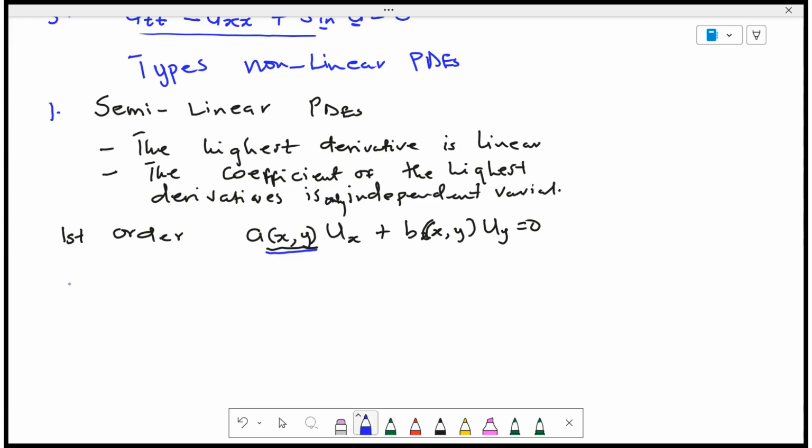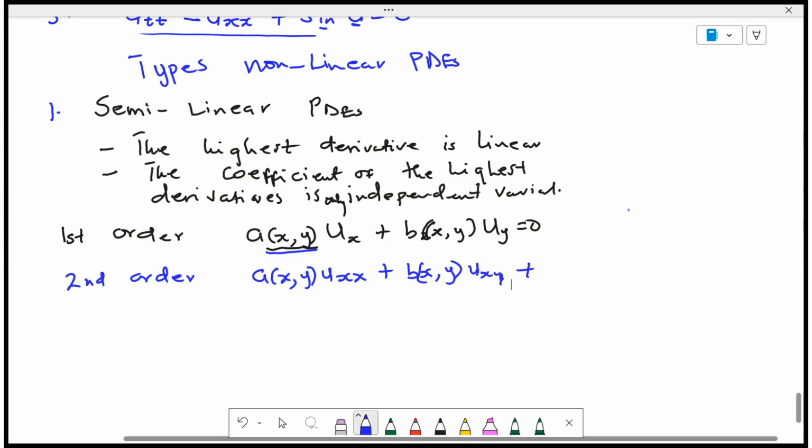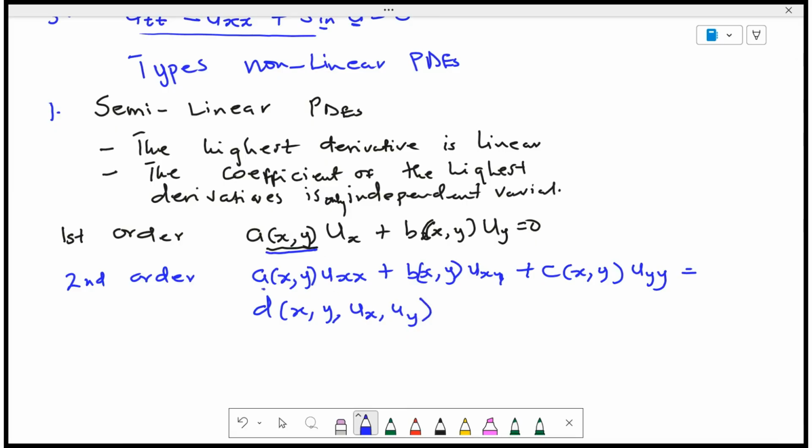And then in second order, we have a(x,y) u_xx plus b(x,y) u_xy plus c(x,y) u_yy equal to d(x, y, u, u_x, u_y). So as we can see, if we have any of these forms, it is semilinear, which means that the coefficients of the highest derivatives, u_xx, u_xy, and u_yy, which are all second derivatives, depend solely on the independent variables.